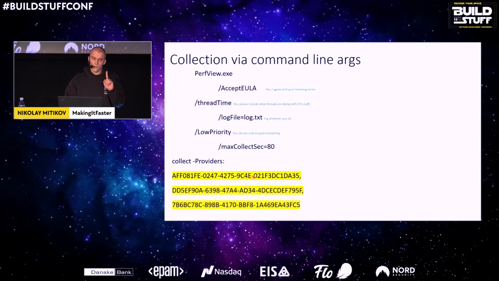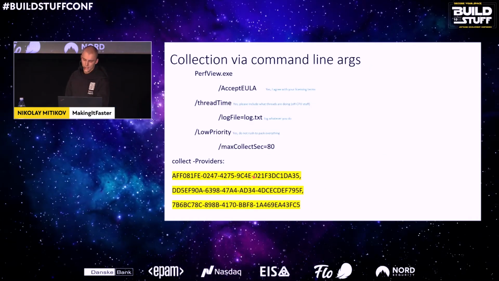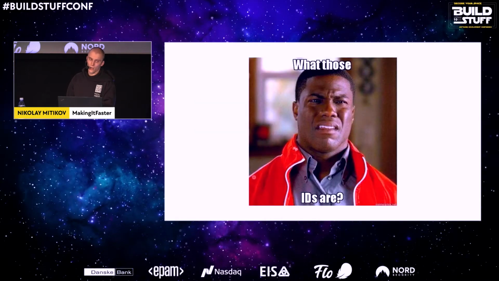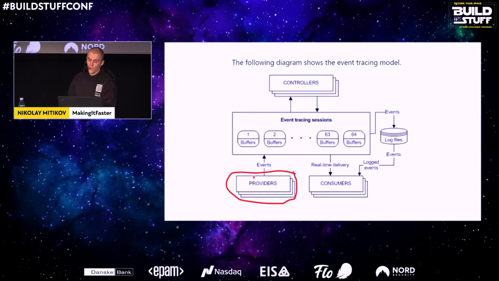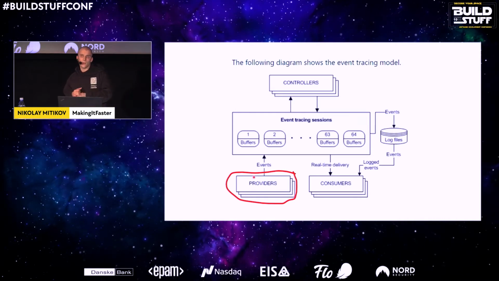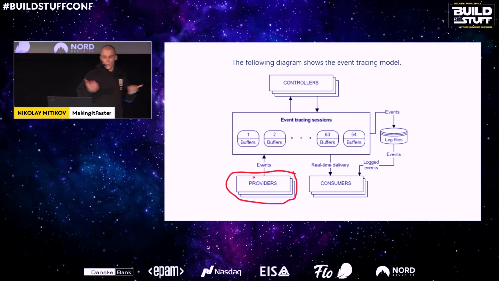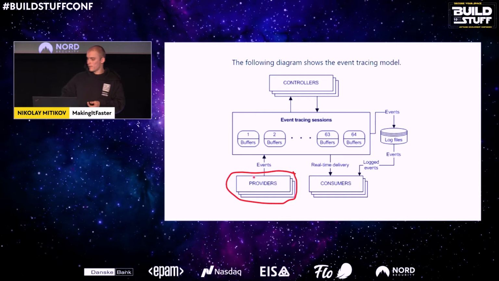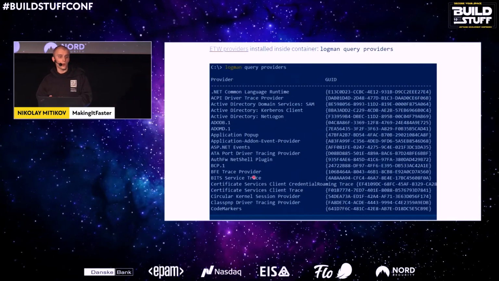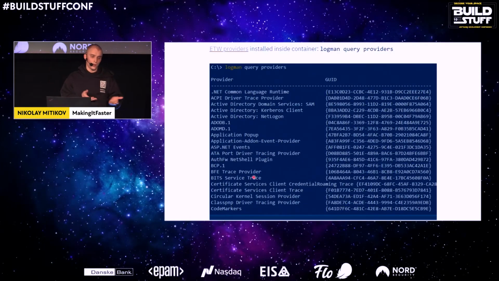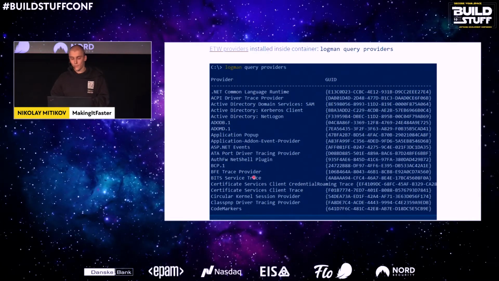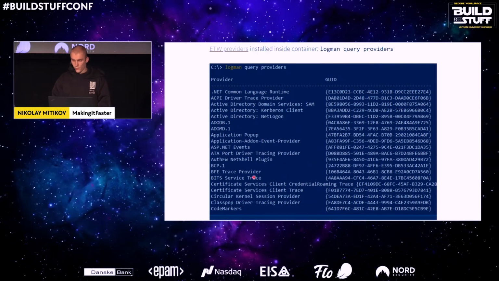On that slide, you might have noticed some weird IDs. What are those IDs? The event tracing model is quite extendable. You can write your own providers, anyone can. And there is a set of providers that arrive out of the box for you. You can just ask what is there, and then you could turn on the specific provider that you're interested in.